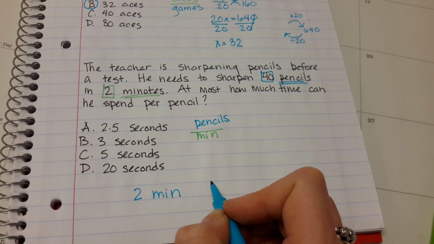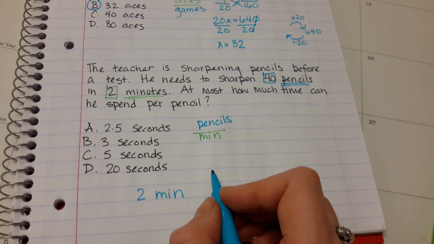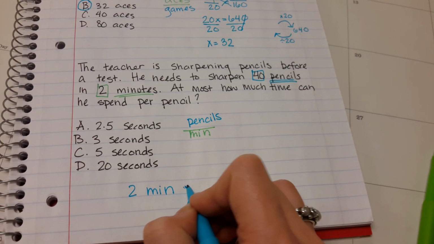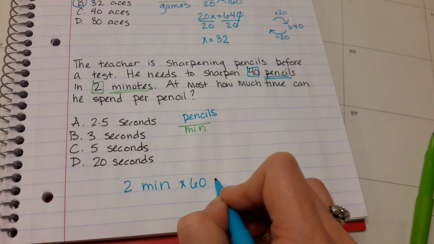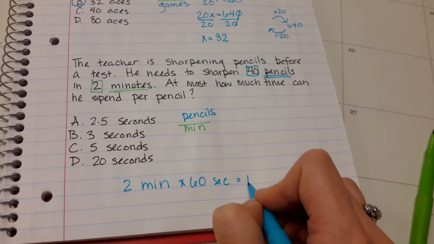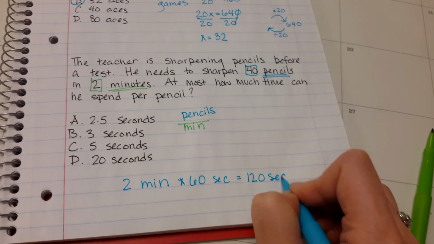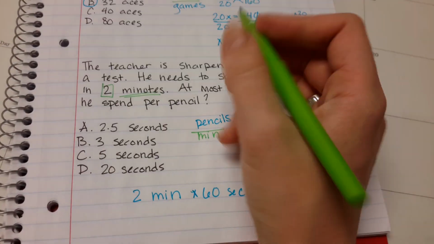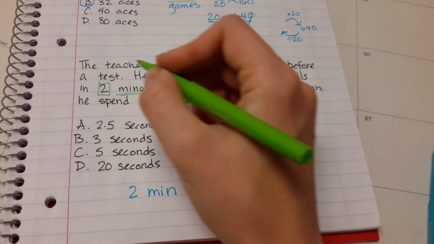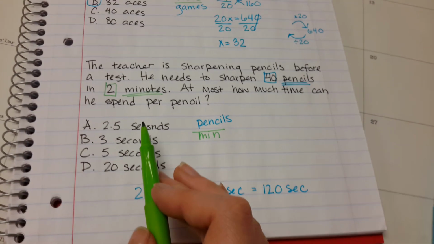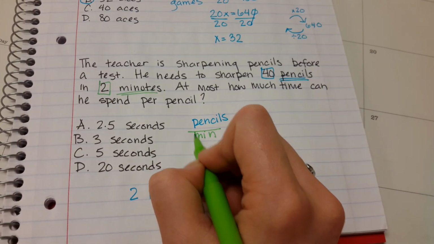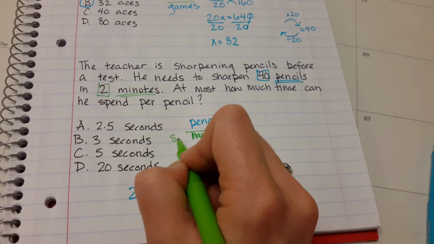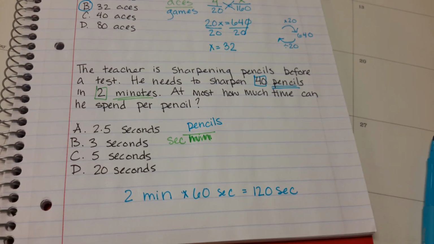So 2 minutes. I know that in each minute there's 60 seconds. So 2 minutes times 60 seconds is going to be 120 seconds. So I'm actually going to change my key. I know minutes is in my problem, but all my answers are in seconds, and I want to be consistent with my answers. So we're going to have pencils over seconds.